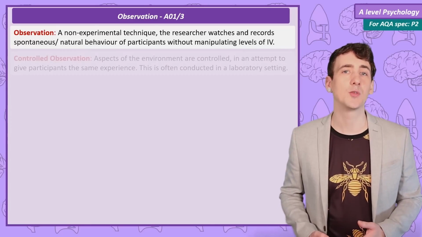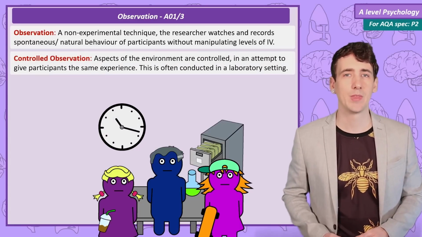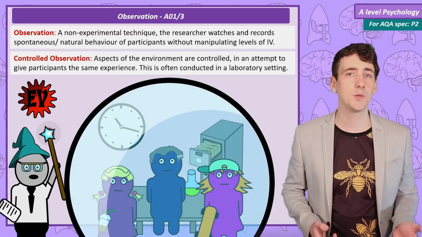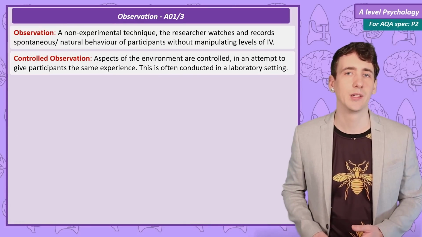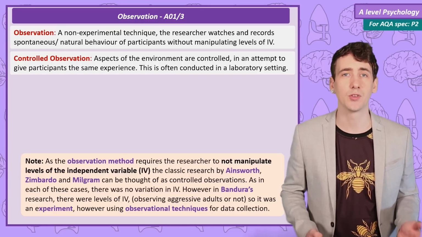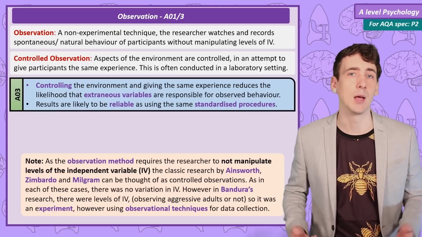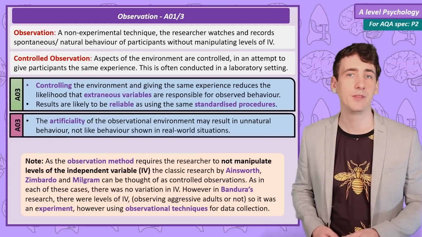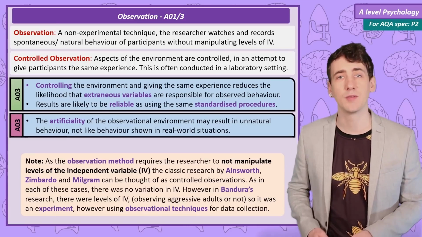A controlled observation is when we control the situation the participants experience and record their behaviours. This is done in a lab, which helps to control as many variables as possible, giving the participants the same experience. Think of Milgram, Bandura, Ainsworth. An advantage of this approach is we can reduce the effects of extraneous variables on the participants' behaviour, and we're able to repeat the observation and get reliable results. However, we can argue a big weakness is the environment itself is artificial, and we may not see the same behaviour repeated in the participants' natural environment.